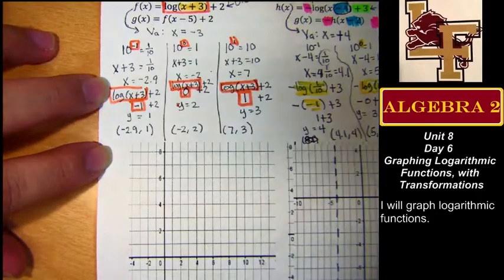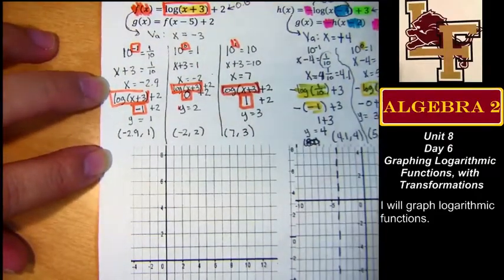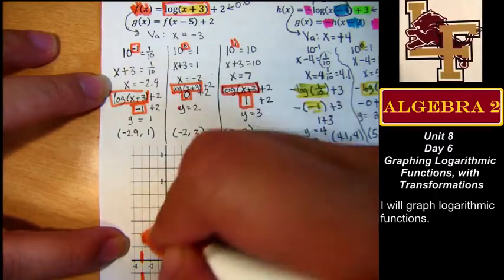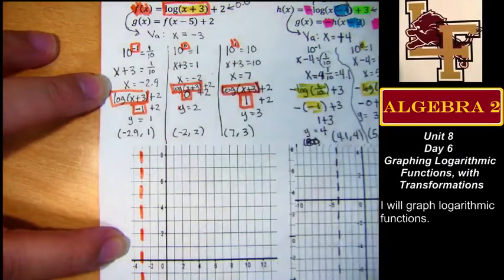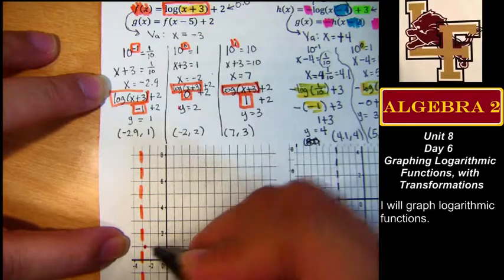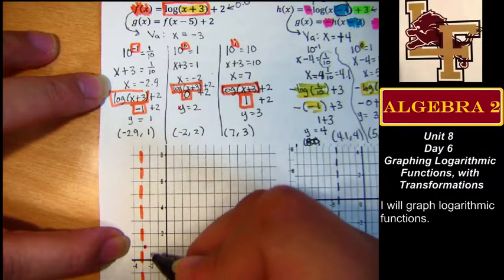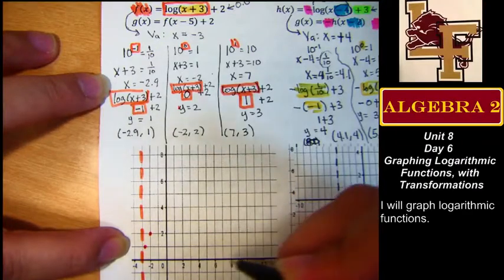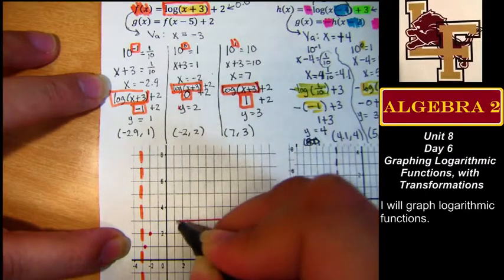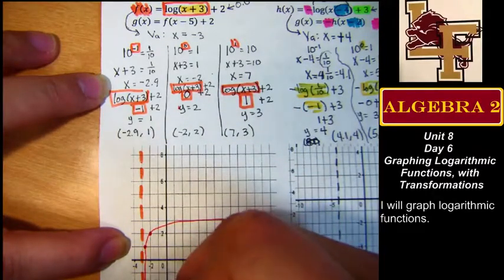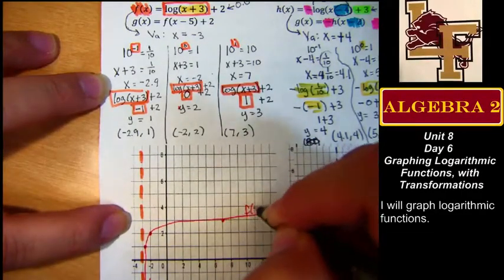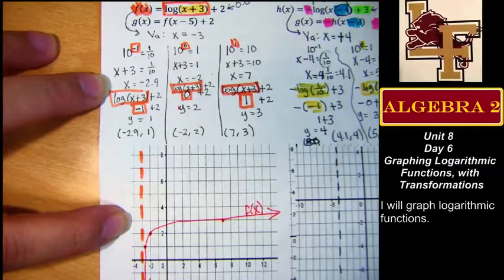I'm going to go ahead and graph this guy, the original, in orange today. All right, so my vertical asymptote is at -3. And I have a point at -2.9, comma 1. I have a point at -2, +2. And I have a point at 7, comma 3. All right, and I didn't miss the point this time. There it is, and this is my f of x. Fabulous.